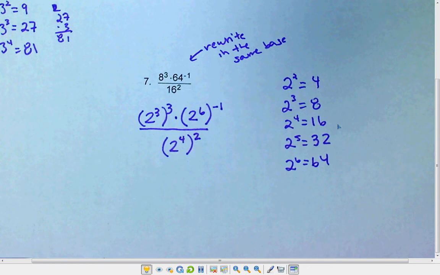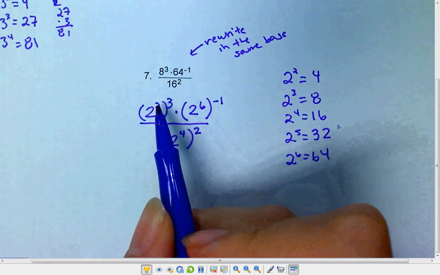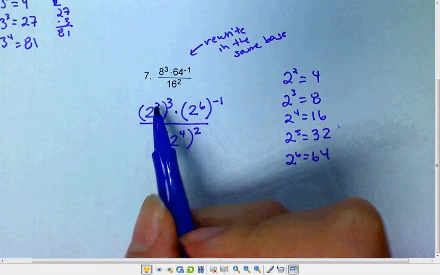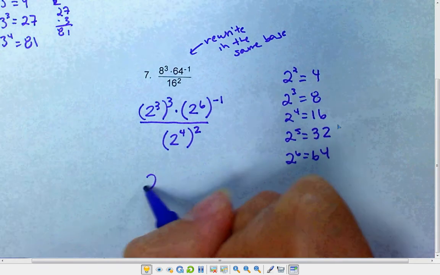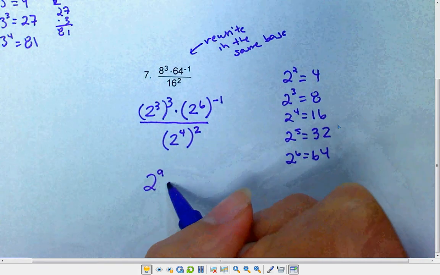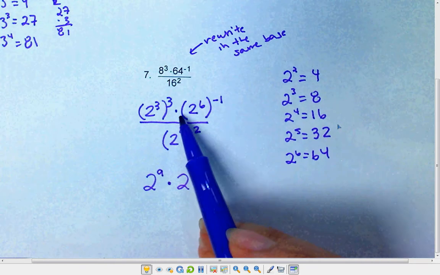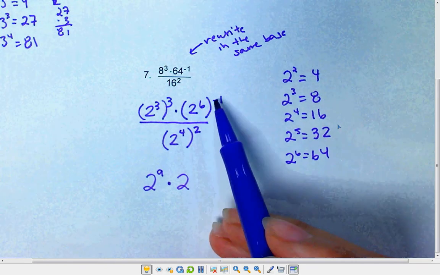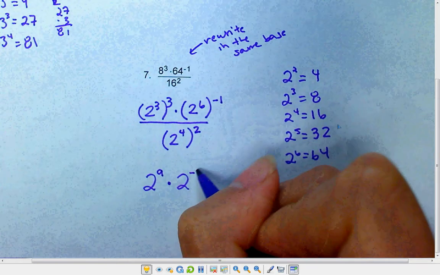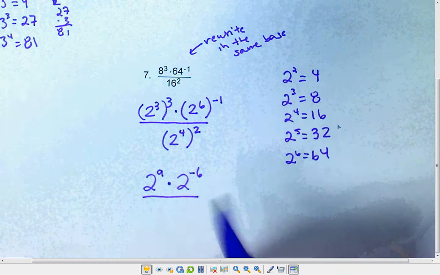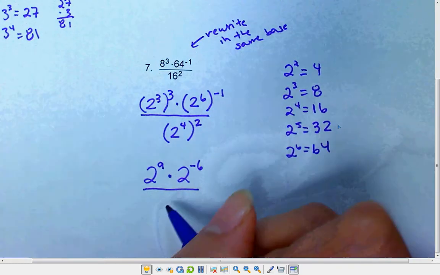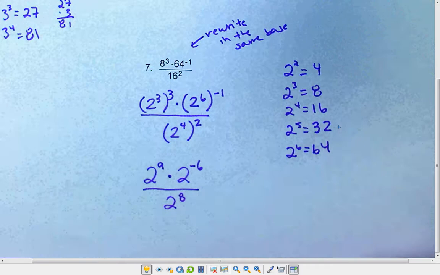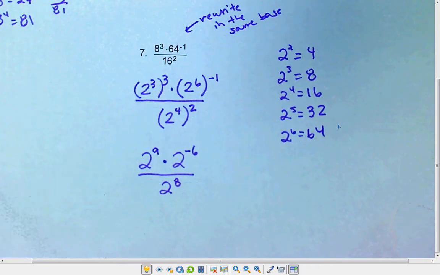Now we're going to use our exponent rules to combine this. For this one right here, 2 to the 3rd, because it's the same base, 2 exponents, just 1 base, we're going to be multiplying 3 times 3 to give us 9. For this one, we have 2 to the power 6 to the power negative 1. Again, we're going to multiply to give us negative 6. And on the bottom, we have 2 to the 4 times 2, which is 8. And now I'm going to try to simplify this.